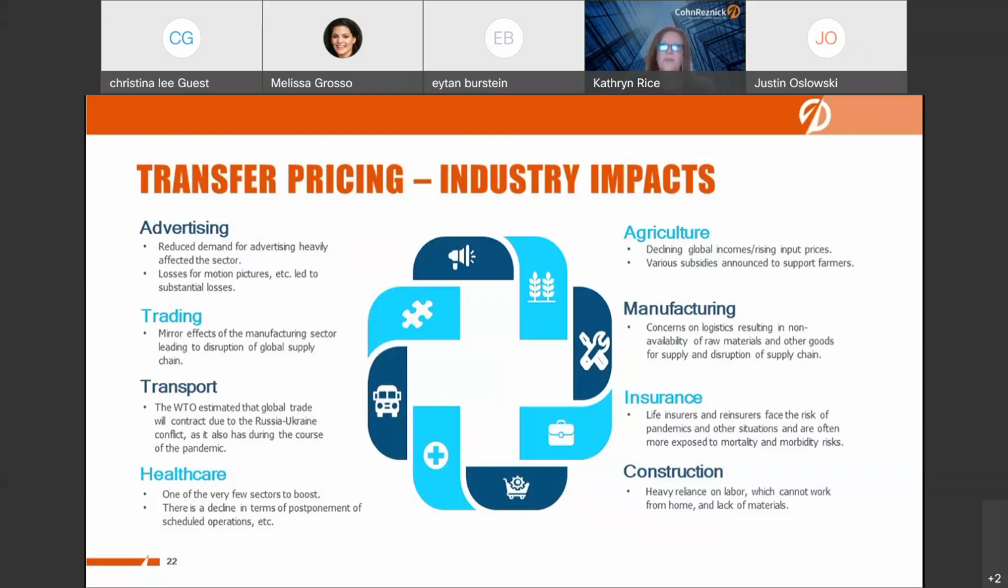So I'll leave you to look at the impacts, if you're interested later on. And the purpose of the discussion really is to go through a little bit more about specific ways to mitigate some of this via transfer pricing. So next slide, please.